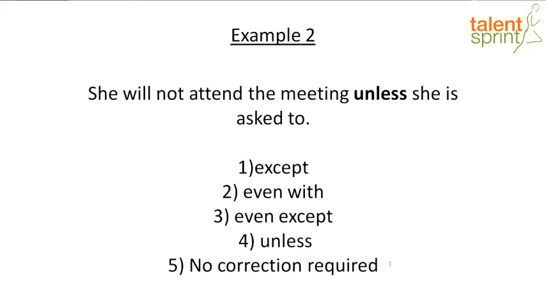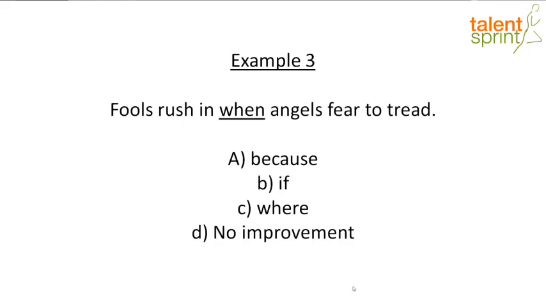Let's look at our final example and understand conjunctions in depth. Fools rush in when angels fear to tread. The highlighted word or the underlined word is when. Fools rush in when angels fear to tread. Tread. Vocabulary. If it's a word that you're not familiar with, the meaning of tread is to walk on or to walk along a path, an area. So it's talking about a place.